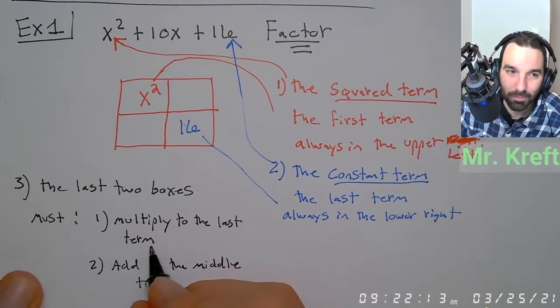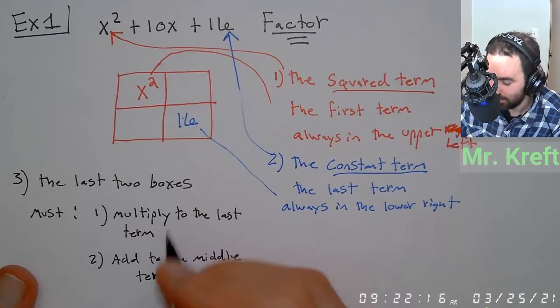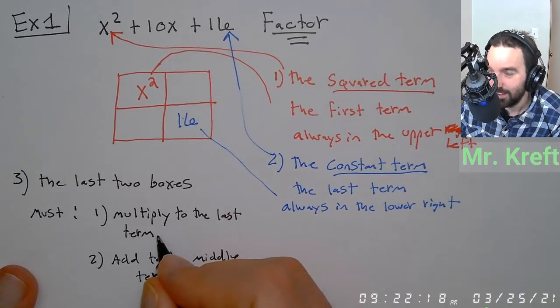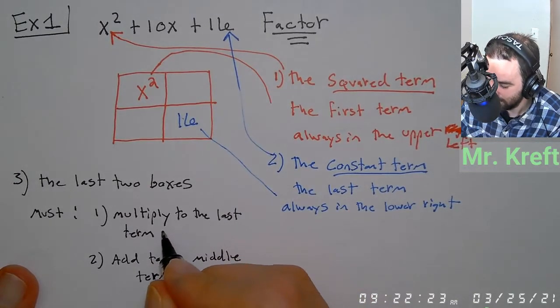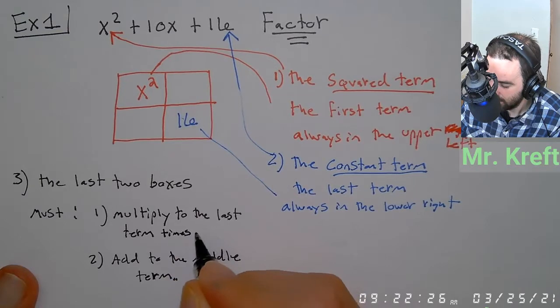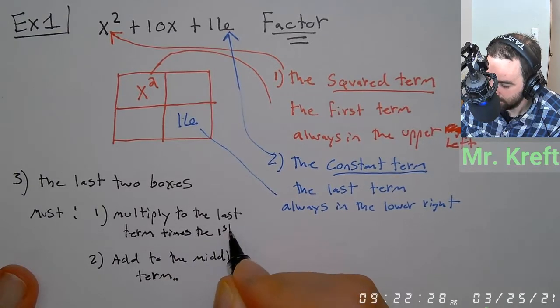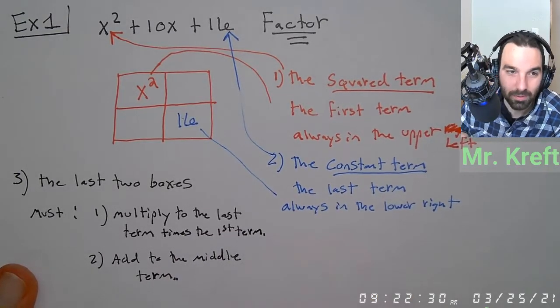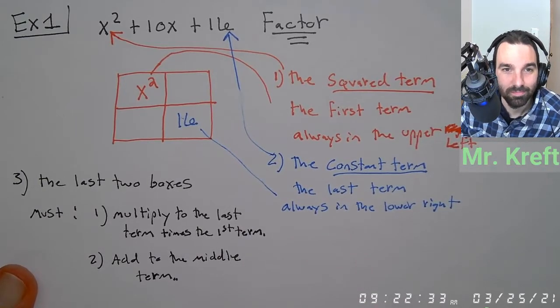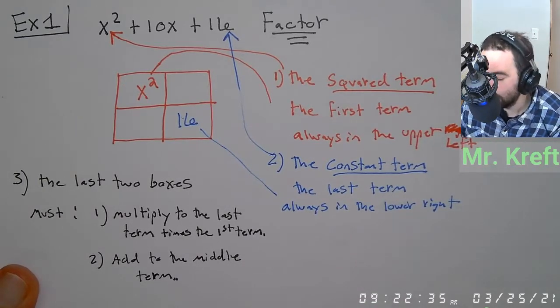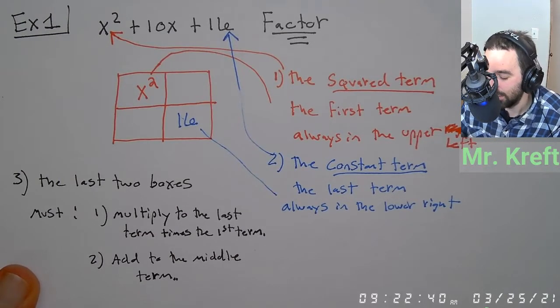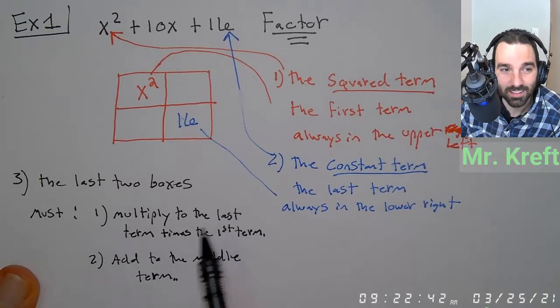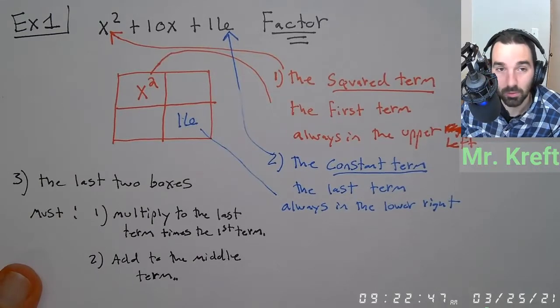Hey guys, I'm going to add something here. So multiply it to the last term. I should be correct. This makes it more complicated though. Multiply it to the last term times the first term. That makes it more complicated though, doesn't it? Let's just have it written down so you have something written down, then we're going to do it and it's going to make so much more sense. So it must multiply to the last term times the first term, and it's going to add to the middle term. And I'll show you what this means.